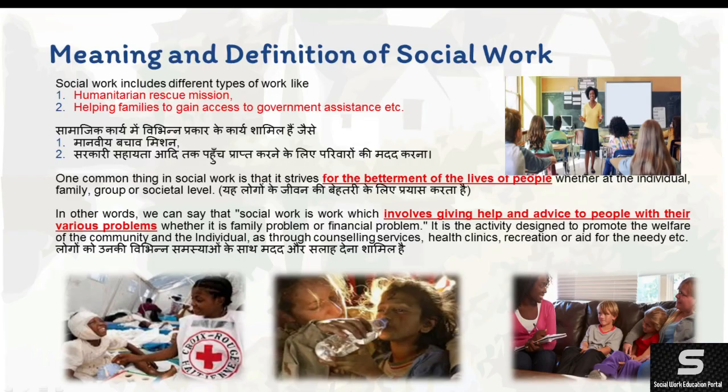So first we will try to understand the meaning and the definition of social work. So let's understand the meaning of social work.